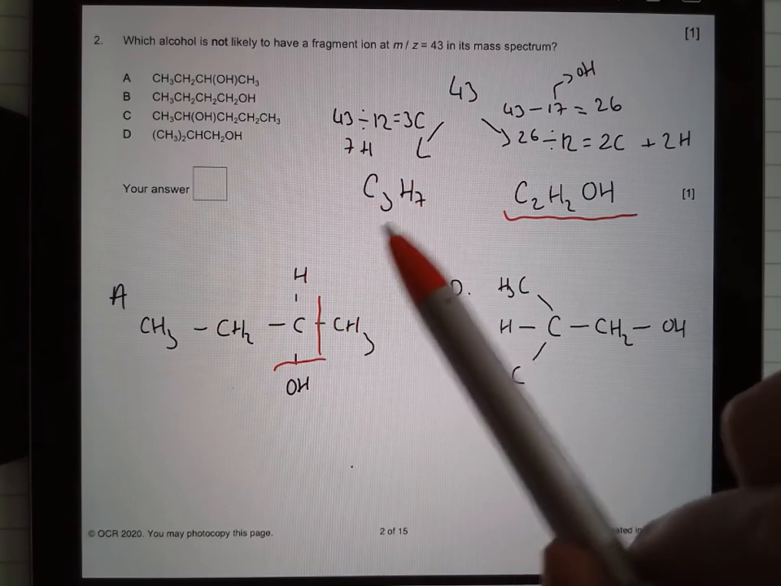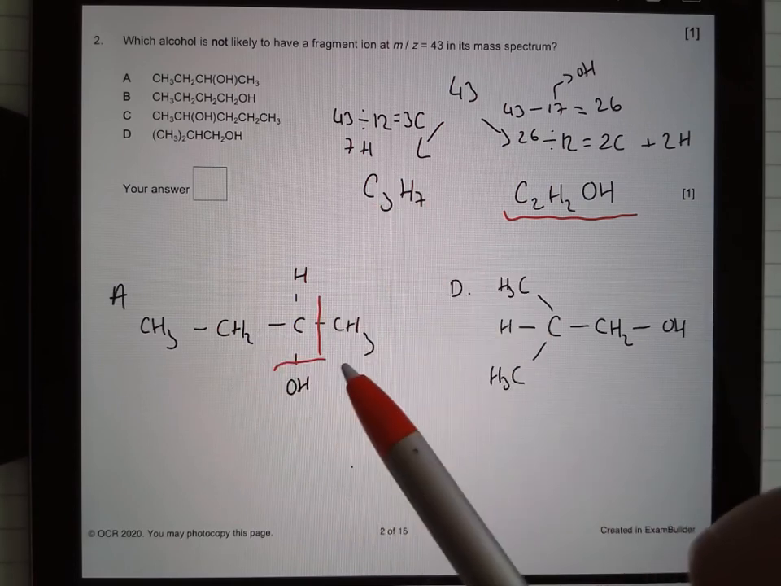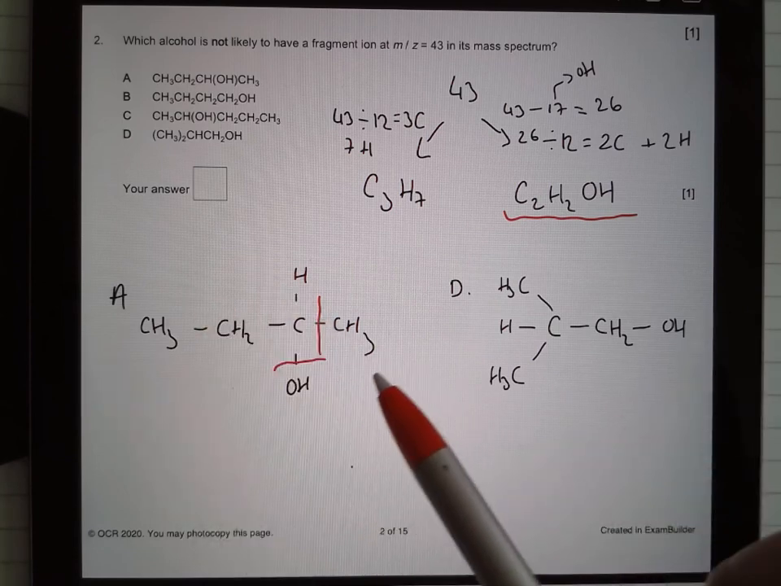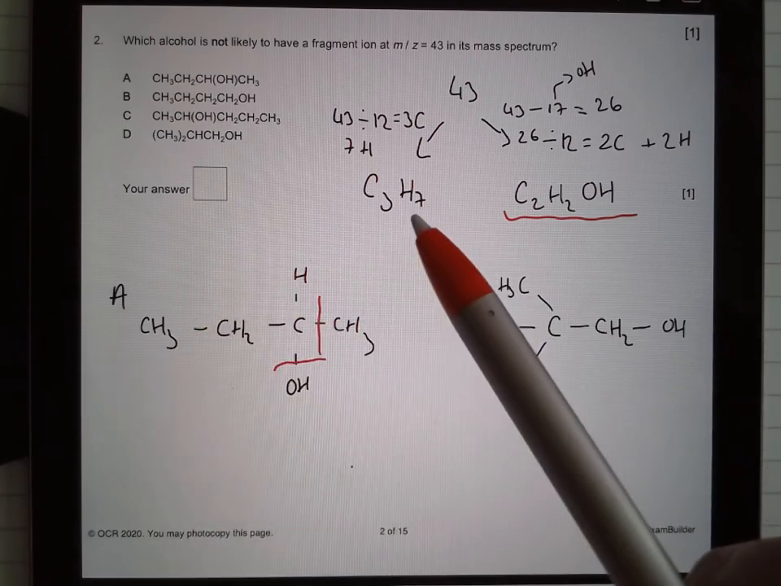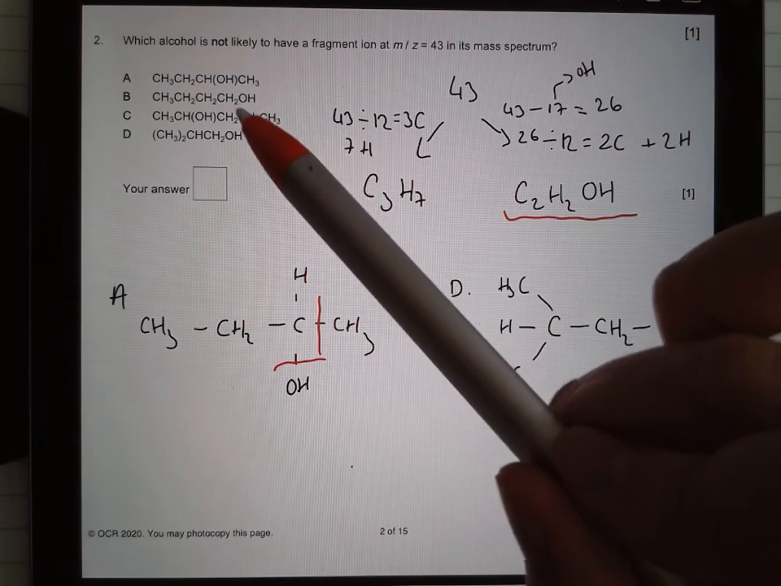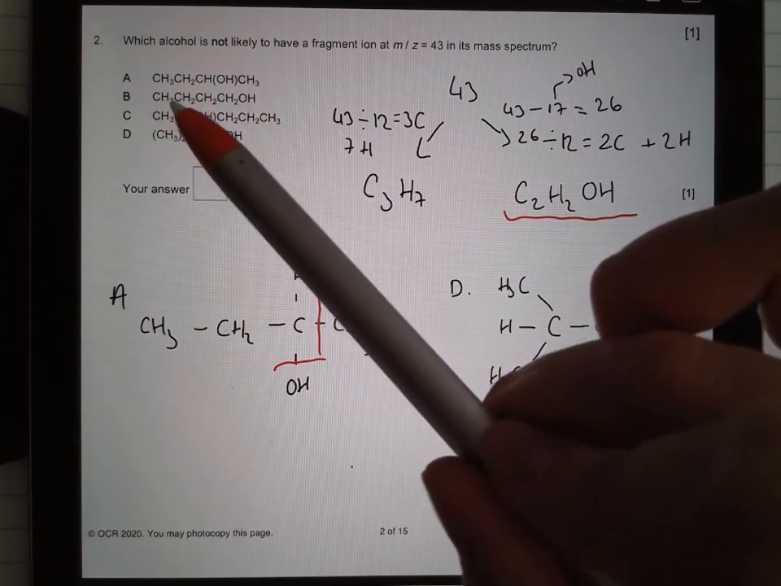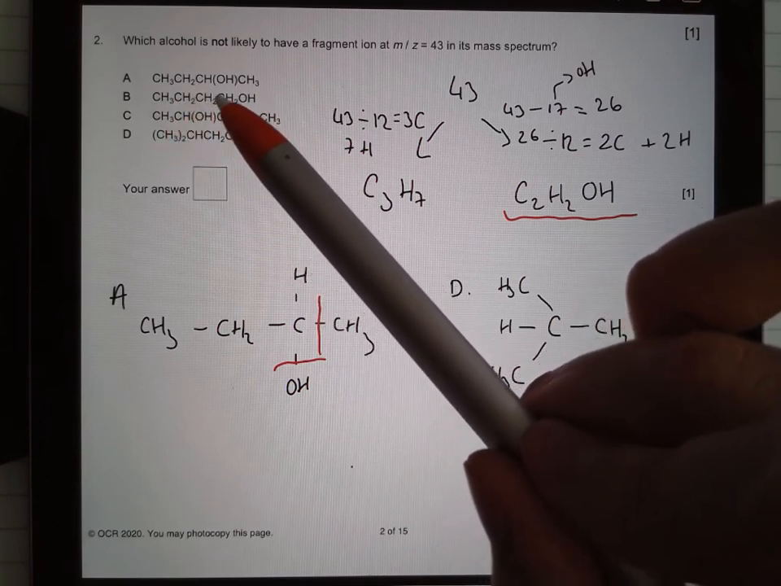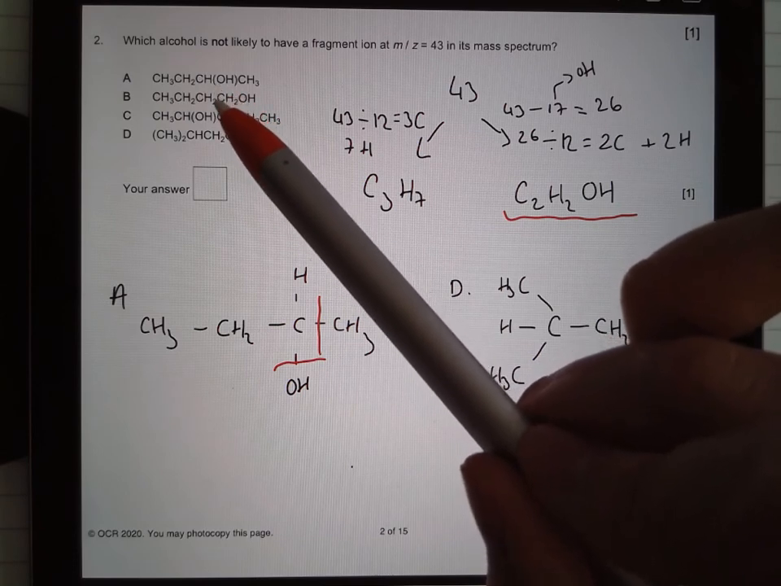So I'm not getting that C3H7 no matter which bonds I break. And you can try and break all the different bonds. You're not going to end up with C3H7. If we look at B, I don't even need to draw it out. I can see I've got a CH3, a CH2, and a CH2. So if I were to separate the molecule just there, I would get C3H7 as a fragment.